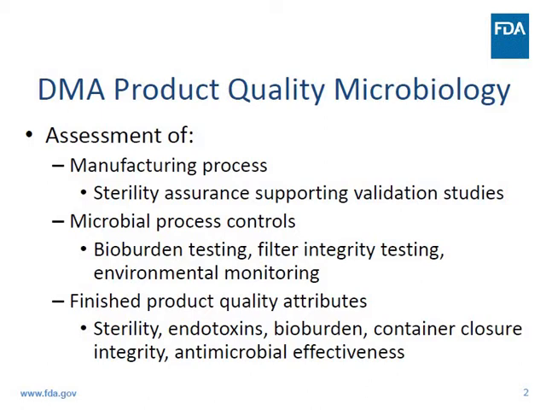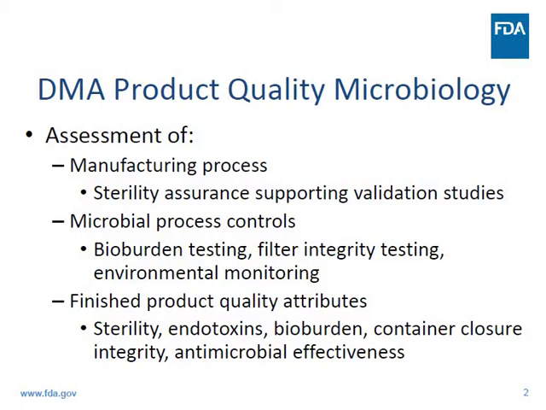It's the manufacturing process and the microbial process controls that we need to look at because we need to determine whether the applicant is capable of producing a drug product that meets the finished product quality attributes. These attributes include things like sterility, endotoxins, container closure integrity.